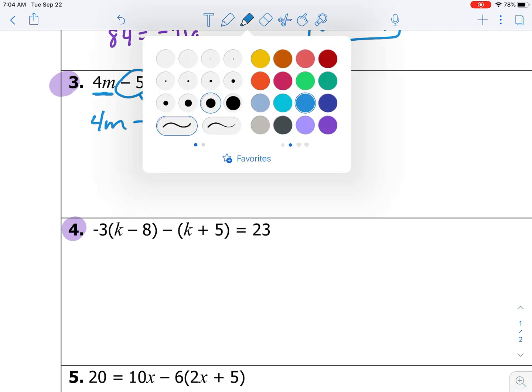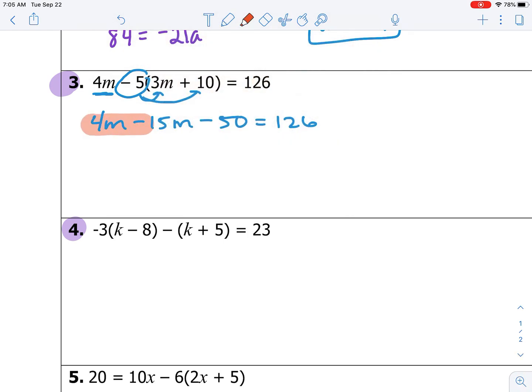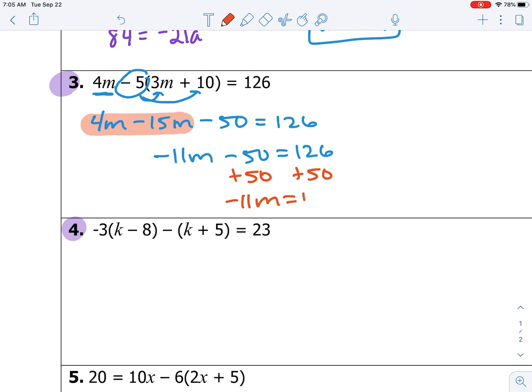So step 2, combine like terms. We have like terms right here. 4m minus 15m is negative 11m. Minus 50 equals 126. So from here we need to add 50 to both sides. So we have negative 11m equals 176.